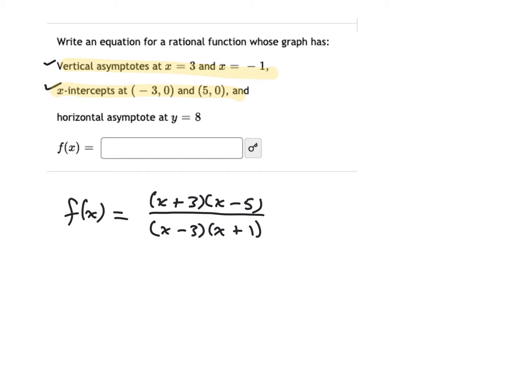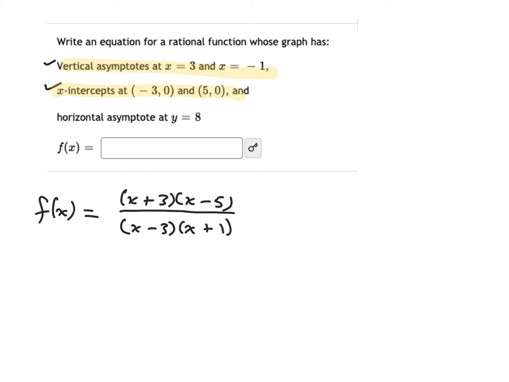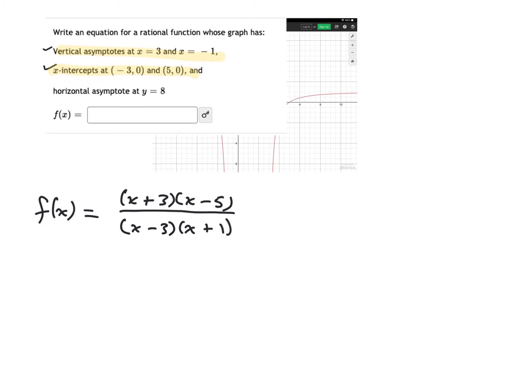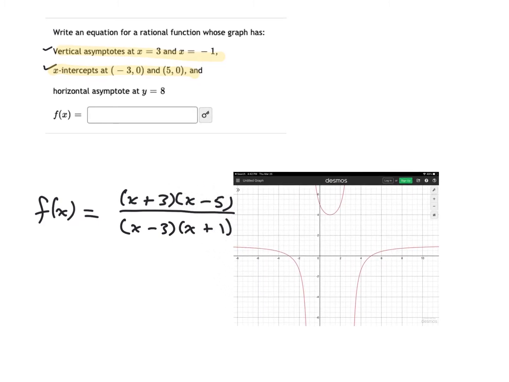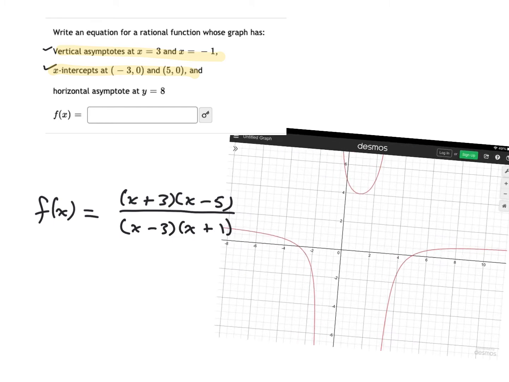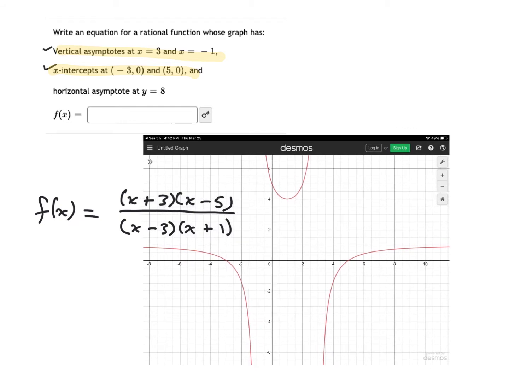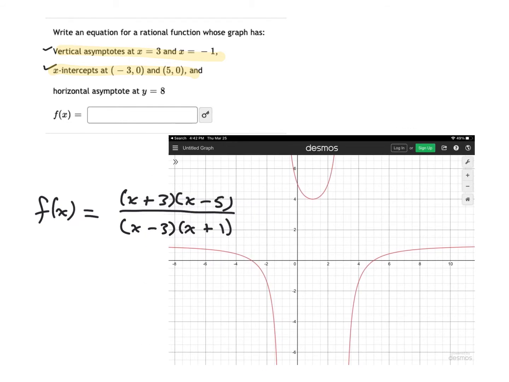And so to show you that, I made a picture of what I've done so far. I can get it out from behind here. I have it hiding back here. So here's a picture drawn by Desmos of the function that's sitting in front of you right now. And we can see that the x-intercepts are at negative 3, 0, and 5, 0. So that was one of our goals.